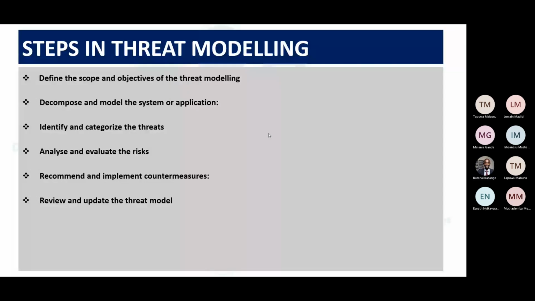Right. I will delve into the steps in threat modeling. The first step is to define the scope and objectives of the threat modeling. Secondly, you decompose and model the system or application. You would then move on to identifying and categorizing the threats. After that, you analyze and evaluate the risks. And also, you move on to recommend and implement countermeasures. Finally, you review and update the threat model.